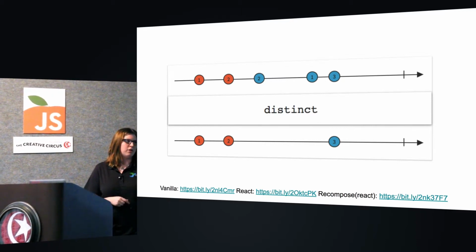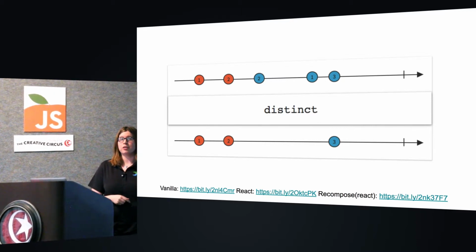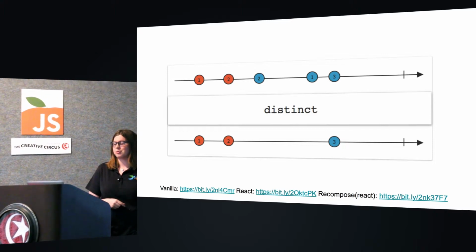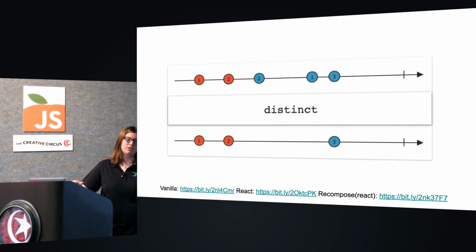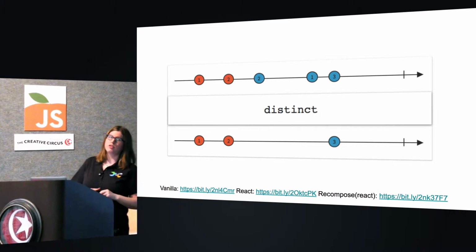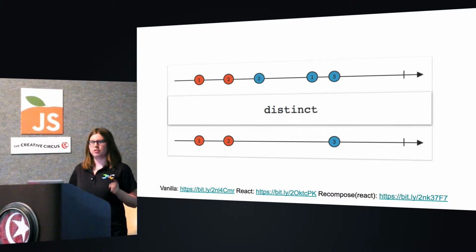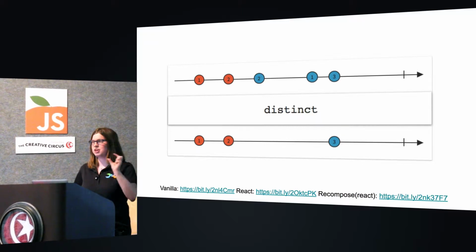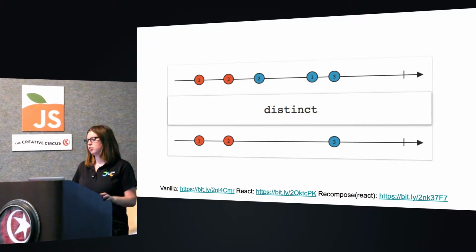So I think it's because they're actually two different operators, and I didn't catch that when I was making this presentation, that this is not distinct until changed. This is distinct. Yeah. So I appreciate you catching that, though, because that is 100% correct. Distinct is different from distinct until changed.